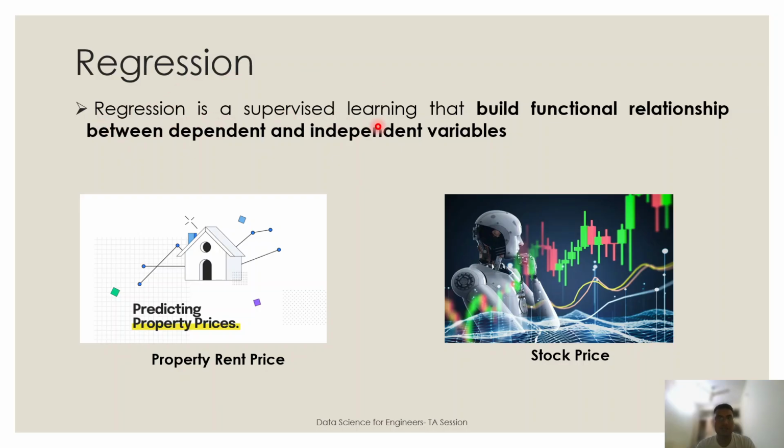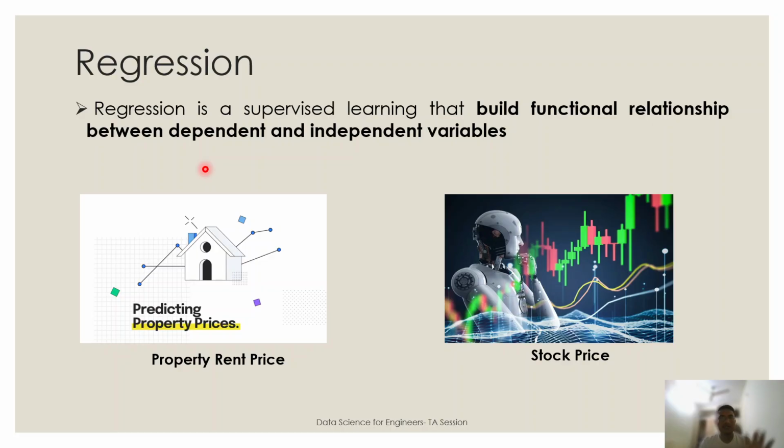Regression is supervised learning that builds a functional relationship between dependent and independent variables. We already learned in linear algebra what exactly dependent and independent variables are, and I will explain here also what it means. You also have a word here called supervised learning. In machine learning, whenever someone talks about supervised learning, unsupervised learning, or reinforcement learning, it has its own meaning. Supervised learning means you have been given independent variables as well as dependent variables, and based upon that you will train the model.